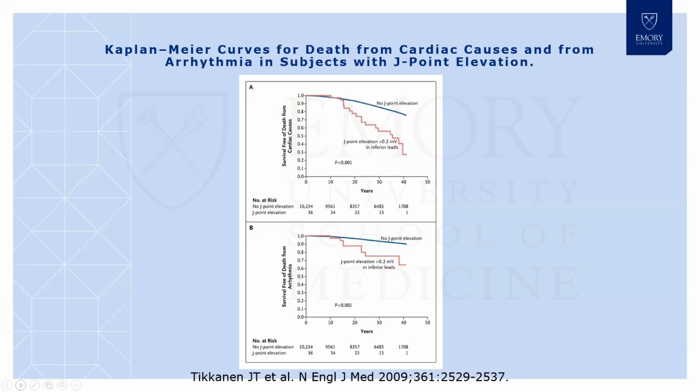Then they did Kaplan-Meier curves for death from cardiac causes and from arrhythmias, and again, comparing patients with and without J-point elevation, this time with at least 0.2 millivolts in the inferior leads. And you see that patients that did have J-point elevation fared much worse over the next 30, 40 years compared to patients without J-point elevation. So it's potentially a marker of poor prognosis.